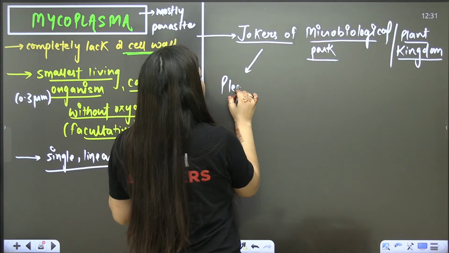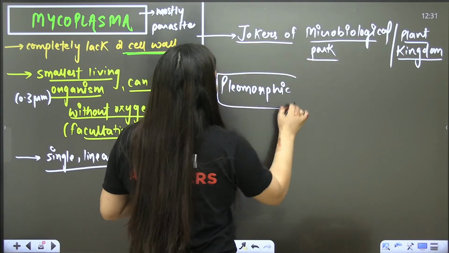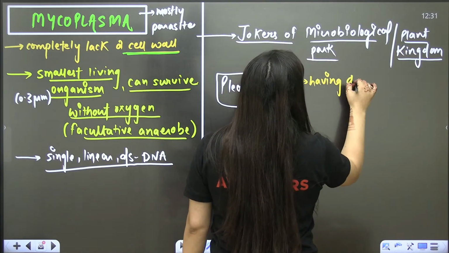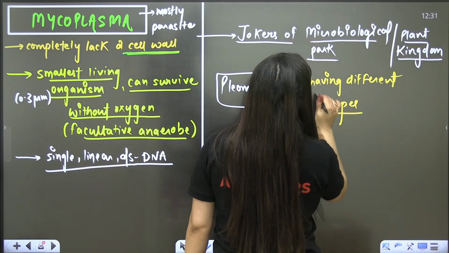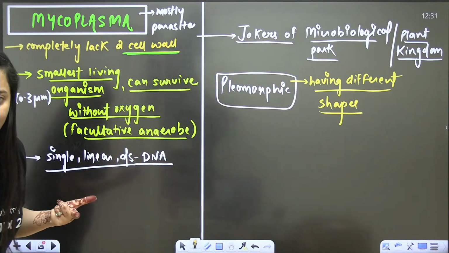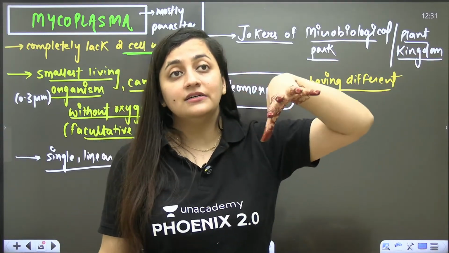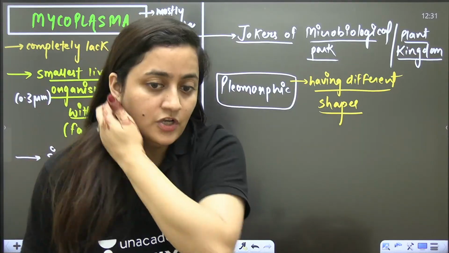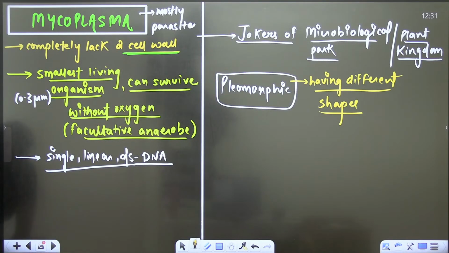Why? Because it is pleomorphic. What is the meaning of pleomorphic? It means it has different shapes, because it doesn't have a cell wall. So it is the joker of the plant kingdom. Why can we say it is the joker of the plant kingdom, not the kingdom Monera? Because at that time, mycoplasma was placed in the plant kingdom. So that's why in some books it is also referred to as the jokers of the plant kingdom.